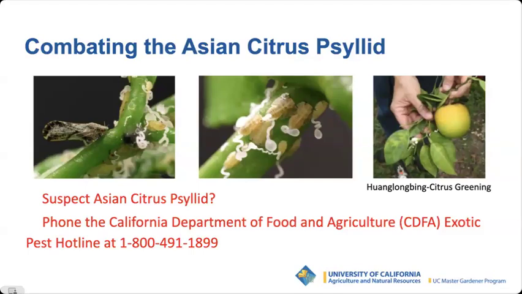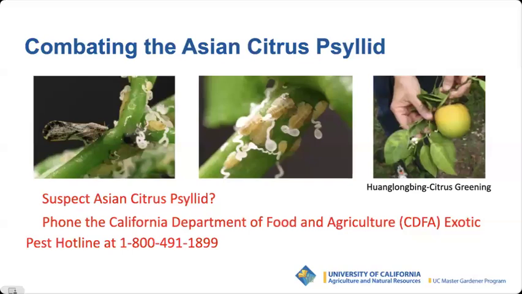Asian citrus psyllid is problematic because it spreads a disease called Huanglongbing or citrus greening. Huanglongbing can kill a citrus tree in as little as 5 years, and there is no known cure or remedy. All commonly grown citrus varieties are susceptible to the pathogen, including some plants like the curry plant that aren't even citrus at all.